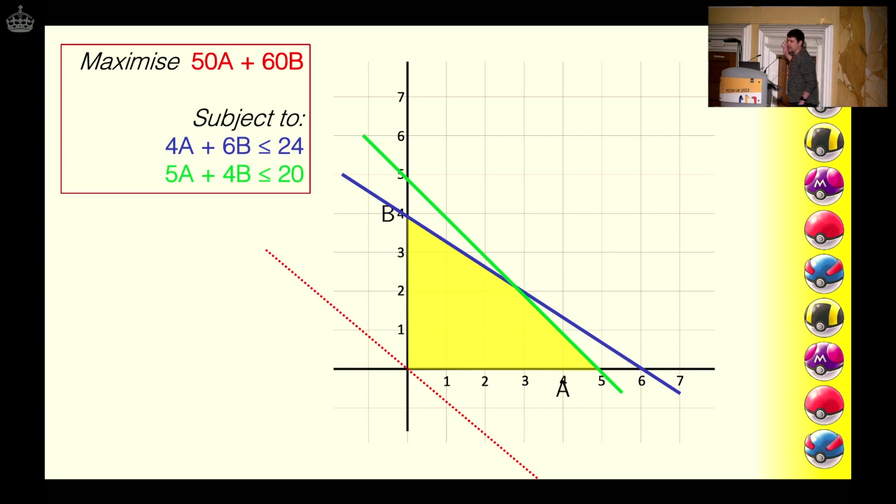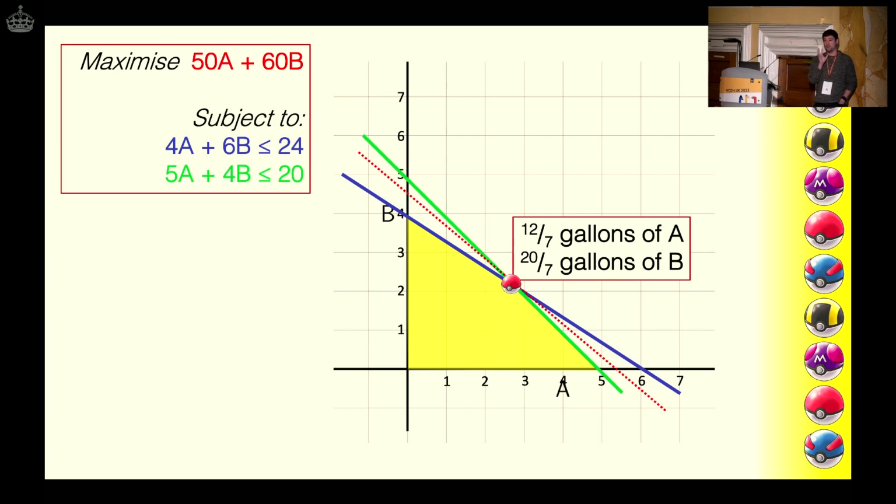I want more profit than that, so I can increase my profit. Increasing my profit would be equivalent to increasing my y-intercept. So I'm going to push that line up as far as possible while staying within my feasible region, and I can get to here. So whatever equation for that line is, every point along that line produces the same amount of profit. I know it's the highest amount of profit I can make because I pushed it up as far as I could. And there is one point that's on that line that's also in my feasible region, and that is the solution that optimizes my problem. That solution is 12/7 gallons of A and 20/7 gallons of B.